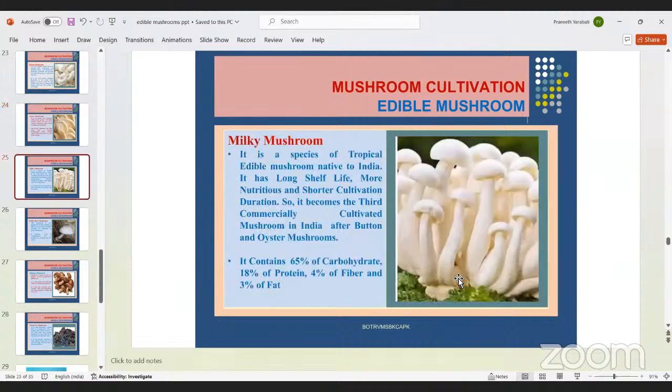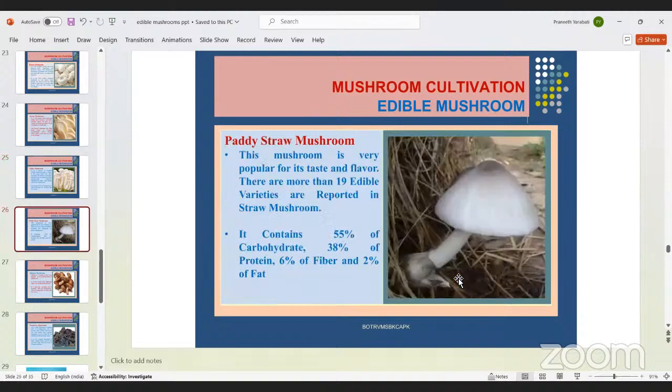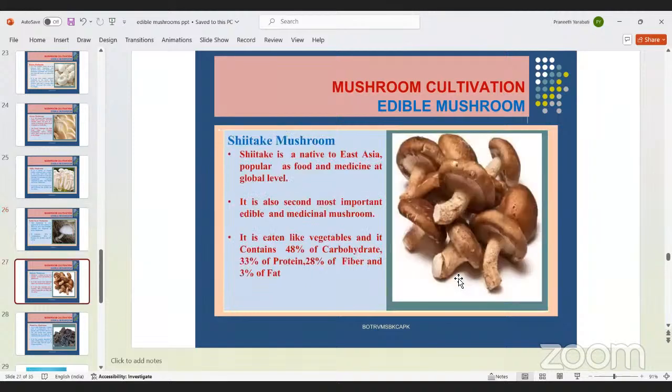Another one is the milky mushroom. It is an edible mushroom which is native to India. It has a long shelf life, and it contains 65% carbohydrate, 18% protein and 4% fiber and 3% fat. Another one is the paddy straw mushroom. It contains 55% carbohydrates and 38% proteins and 6% fiber and 2% fat. Another one is the shiitake mushroom.